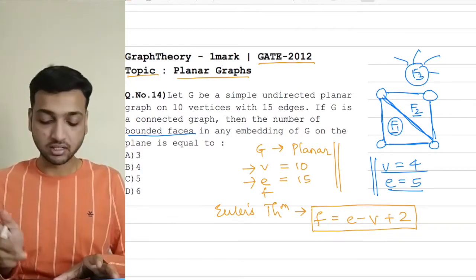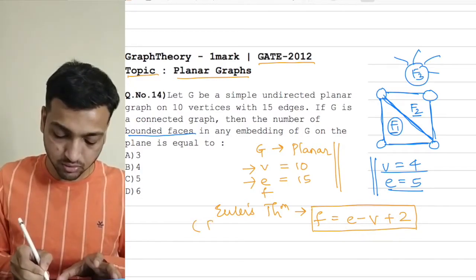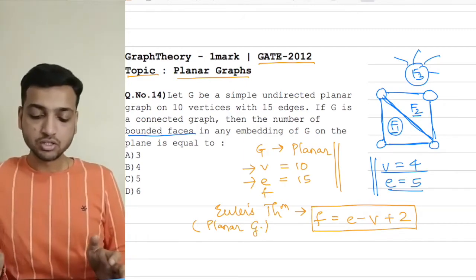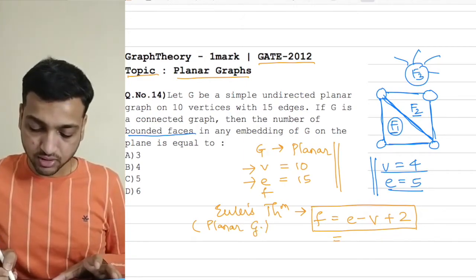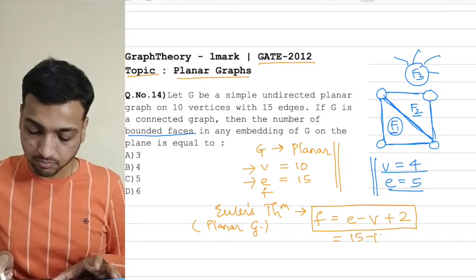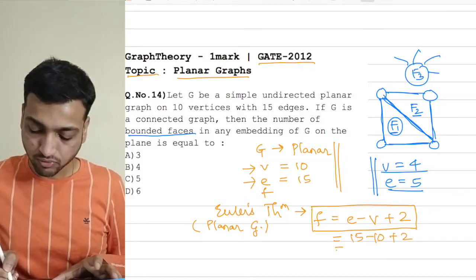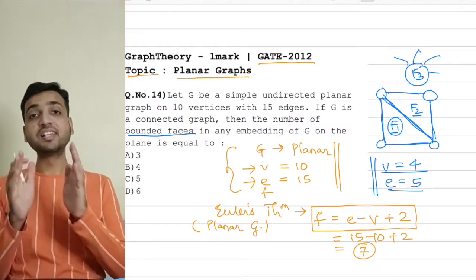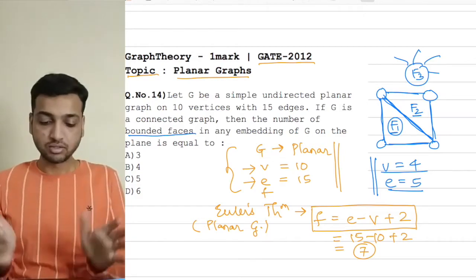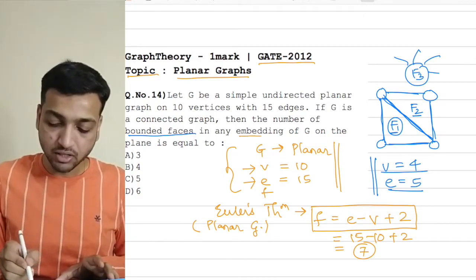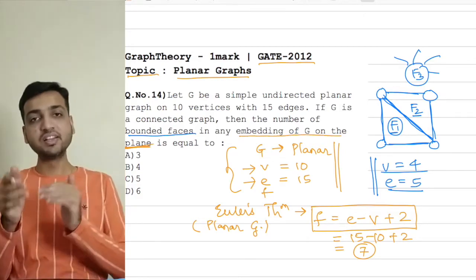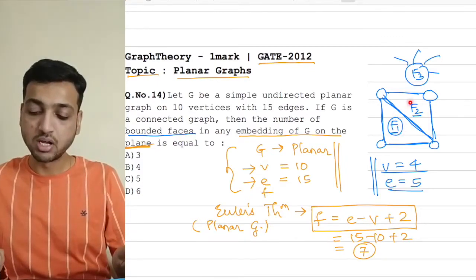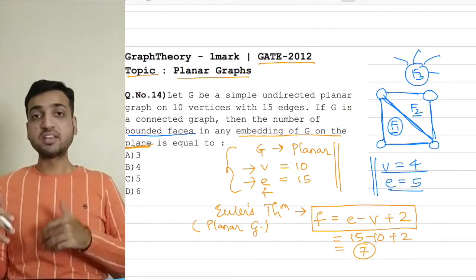So we are going to use this Euler's theorem. It's applicable only to planar graphs. So let me just make a note here. It's only applicable to planar graphs. Okay, so if we input our values here, it becomes 15 minus 10 plus 2, and that is equal to 5 plus 2, 7. So this input graph that they have given in the question will divide your plane. In the embedding of the graph on a plane, it will divide your plane into 7 faces, just the way it was done here.